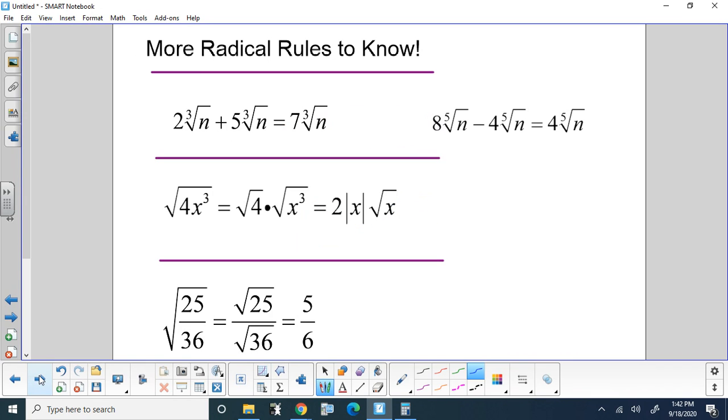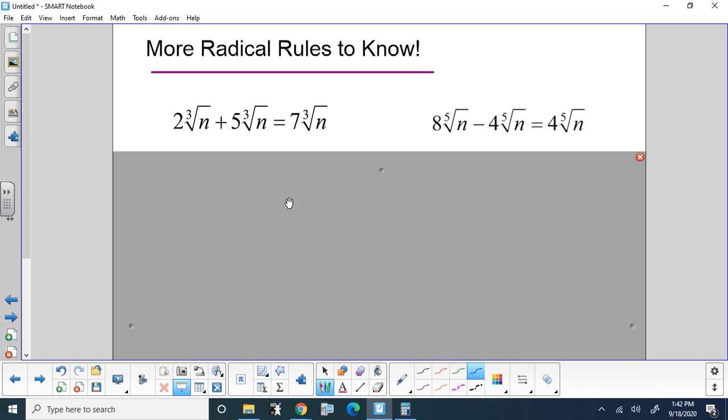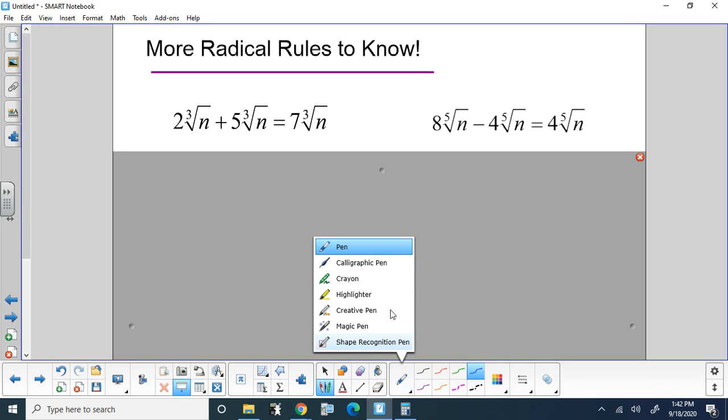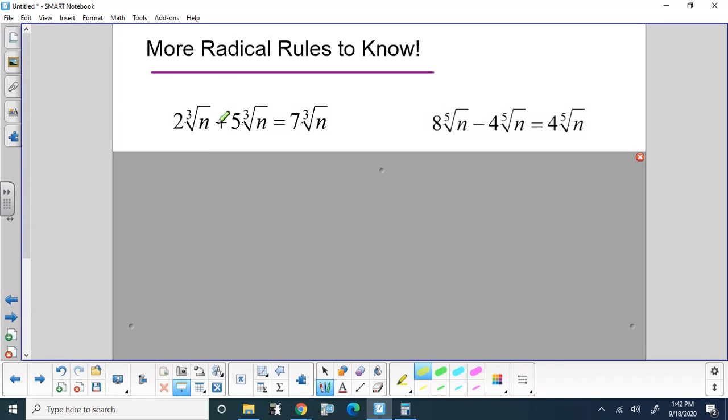Let's move on to talk about some other rules related to radicals. Another rule that you should be aware of is when adding or subtracting radicals, if the radical part itself is exactly the same, I can add the numbers in front of it and have a simplified answer. In this case, 5 plus 2 is 7. And notice that the radical part just stayed there.